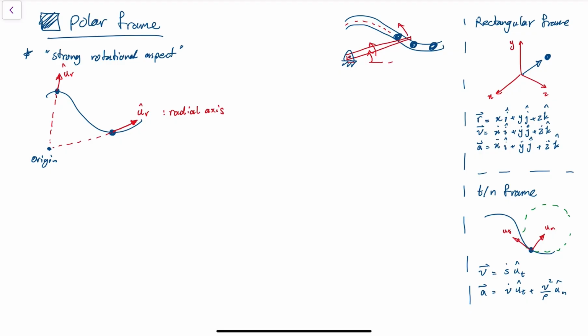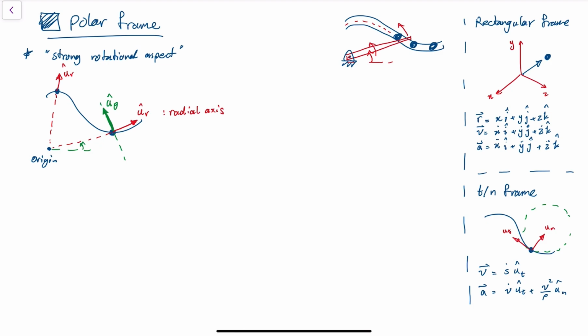The second one, okay, that is the first axis. We need to define the second one. Obviously, we like to define the second vector to be perpendicular at least to the first one. So that would be somewhere along this axis. And we take the positive direction, let's call it u_theta, in the direction that our angle is increasing.